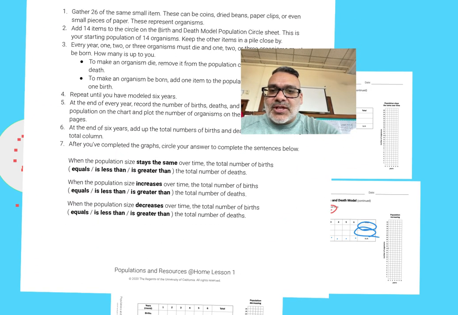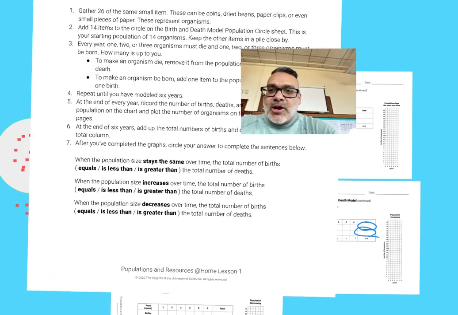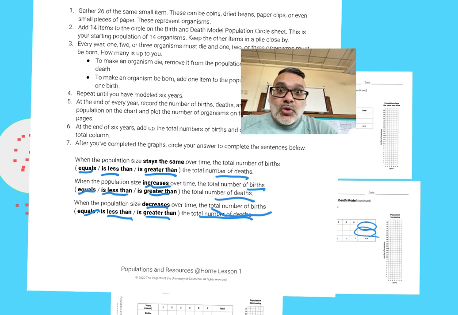and answer these questions here. You're going to choose, when the population size stays the same, whether the total number of births equals, is less than, or is greater than the number of deaths. And then you're going to highlight, when the population size increases, whether the total number of births equals, is less than, or is greater than the total number of deaths. And then when it decreases, the total number of births is equal to, less than, or greater than the total number of deaths. So you'll highlight that on the Google Doc.